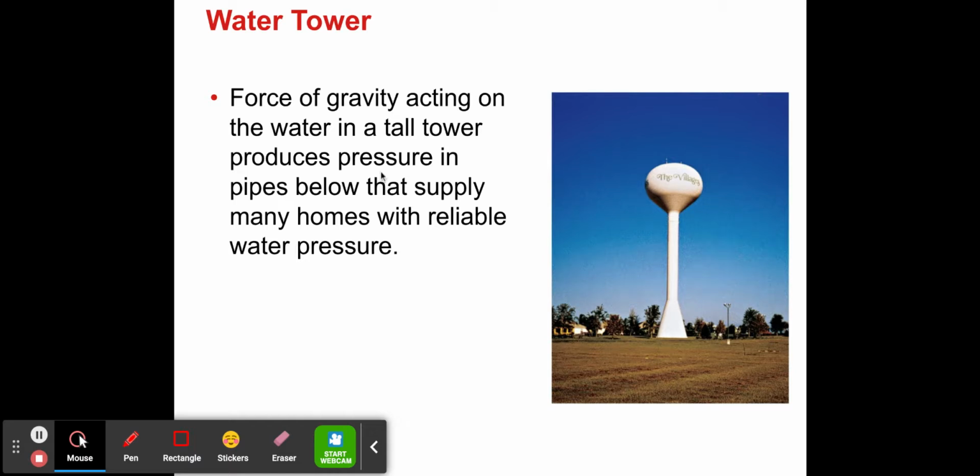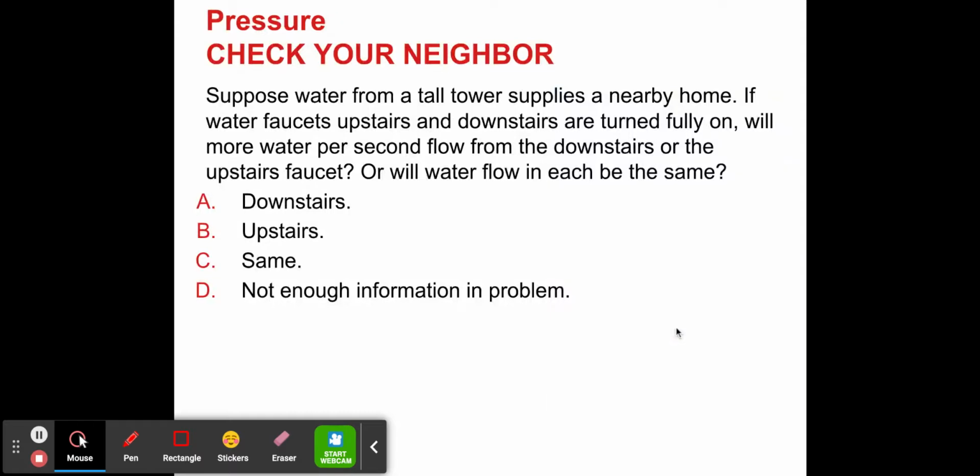So the water tower: the force of gravity acting on the water in the tall tower produces pressure in pipes below that supplies many homes with reliable water pressure. Okay. So if this is a water tank, the highest pressure is going to be felt at the bottom. Okay.